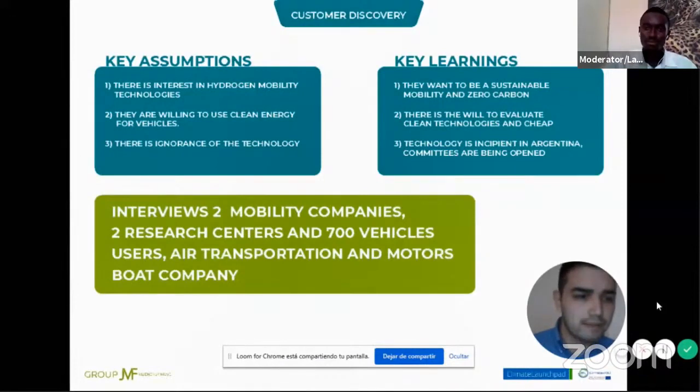We have performed a market analysis and interviews with 2 automotive companies, 2 research centers, and 700 users of vehicles, air transport, and power bus. These are the answers and lessons learned. There is ignorance of technology. Technology is incipient in Argentina. Committees are being created. They are mainly interested in the performance of economic saving. They want a safe and economic alternative for their vehicles.